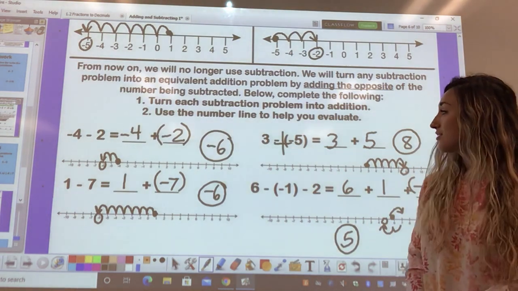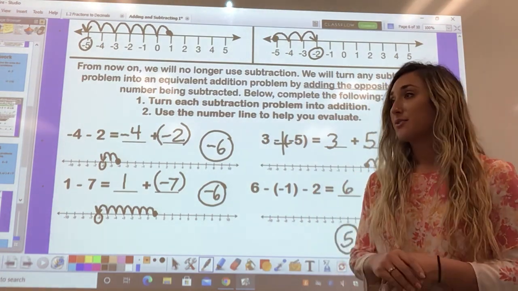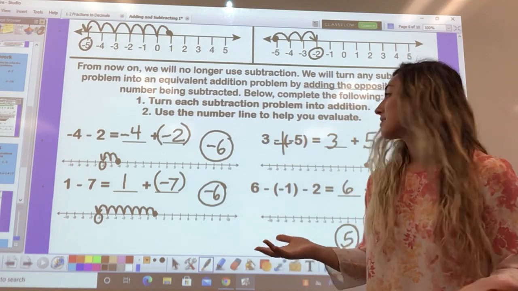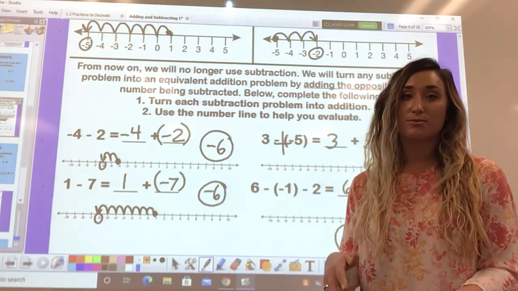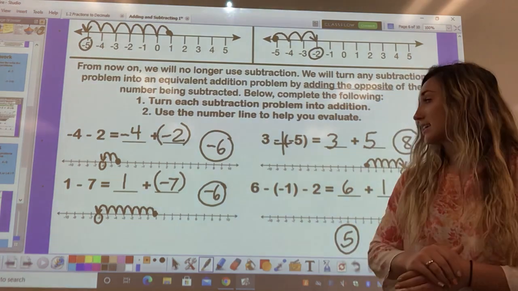So in general, we just learned the connection between adding and subtracting. Really, we don't need subtraction anymore because we can just take any subtraction problem and turn it into an equivalent addition problem by adding the opposite.